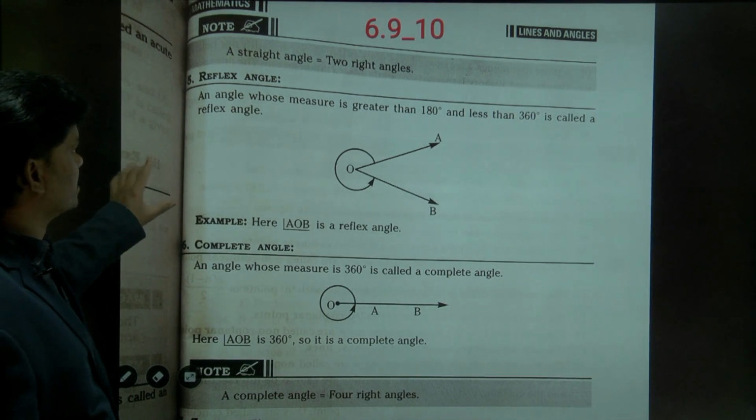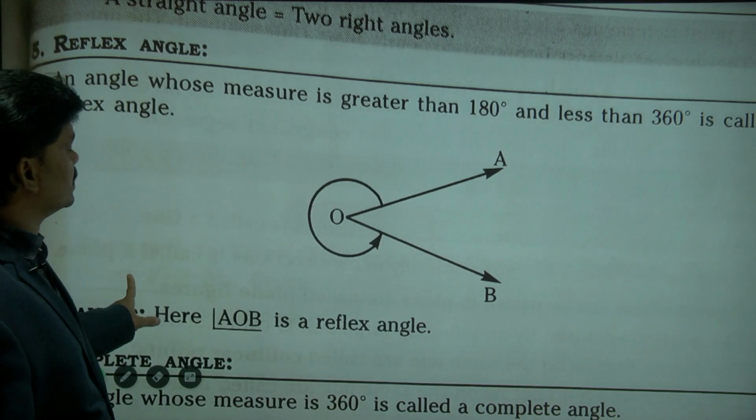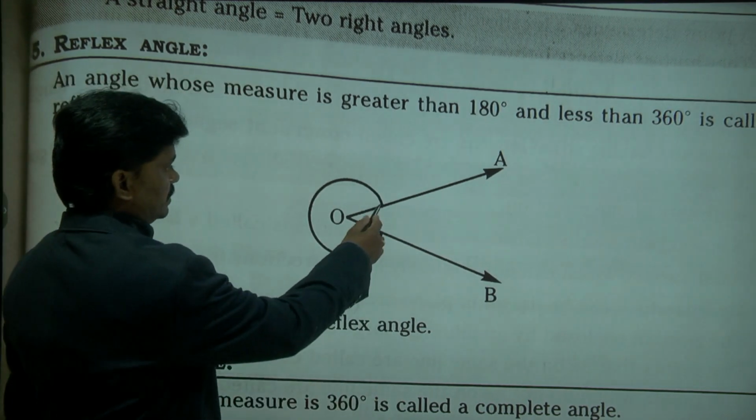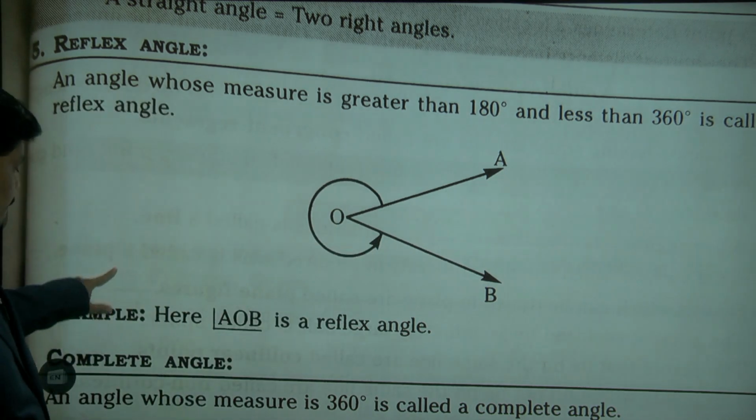Reflex angle. We have discussed reflex angle. This is a reflex angle: an angle whose measure is greater than 180 and less than 360. You see? So greater than 180, less than 360. This is the reflex angle.